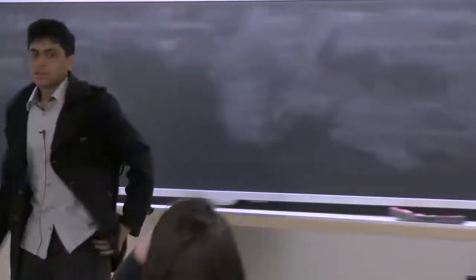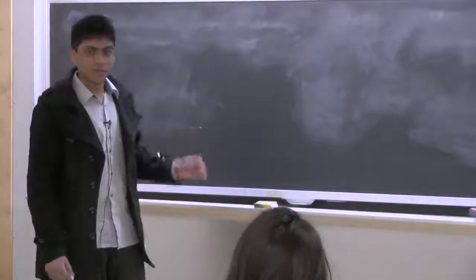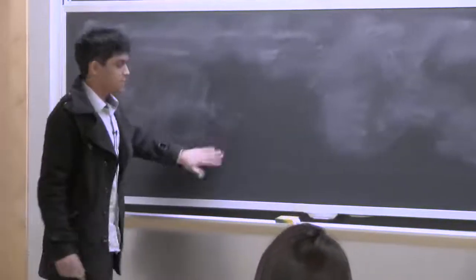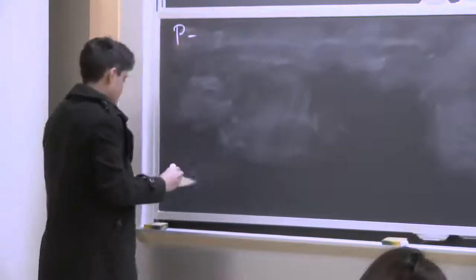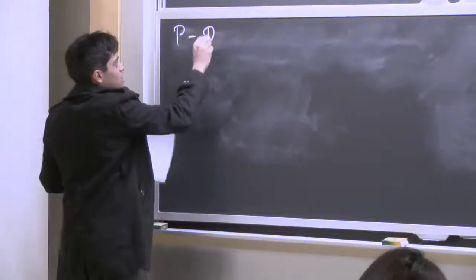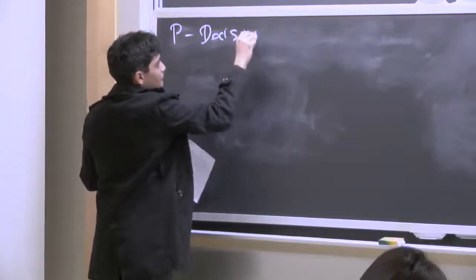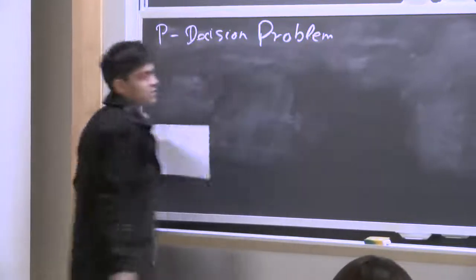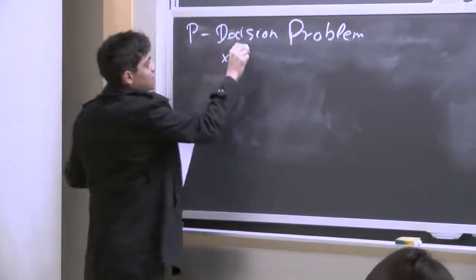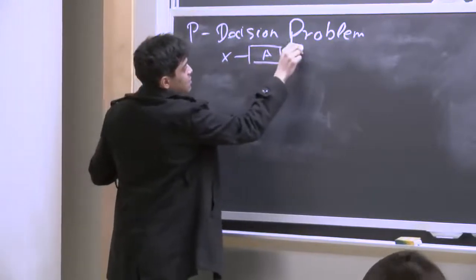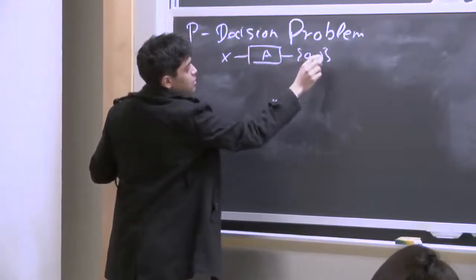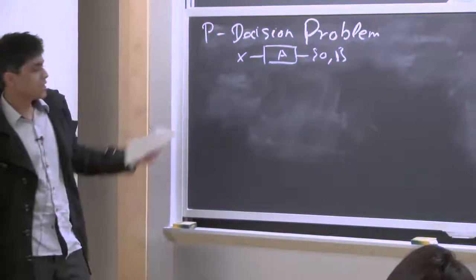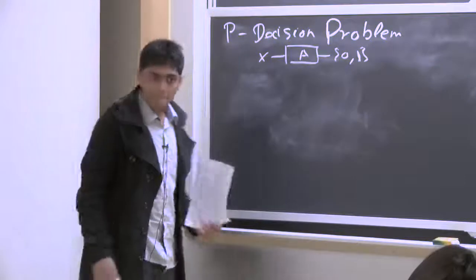Okay, let's start. Today we're going to do some NP hardness reductions. Let's do a quick recap of P and NP. So P: you have a decision problem. You have an input X and some algorithm A, and it spits out an answer which is either 0 or 1. That's a decision problem. If a problem is in P, this algorithm A runs in polynomial time.